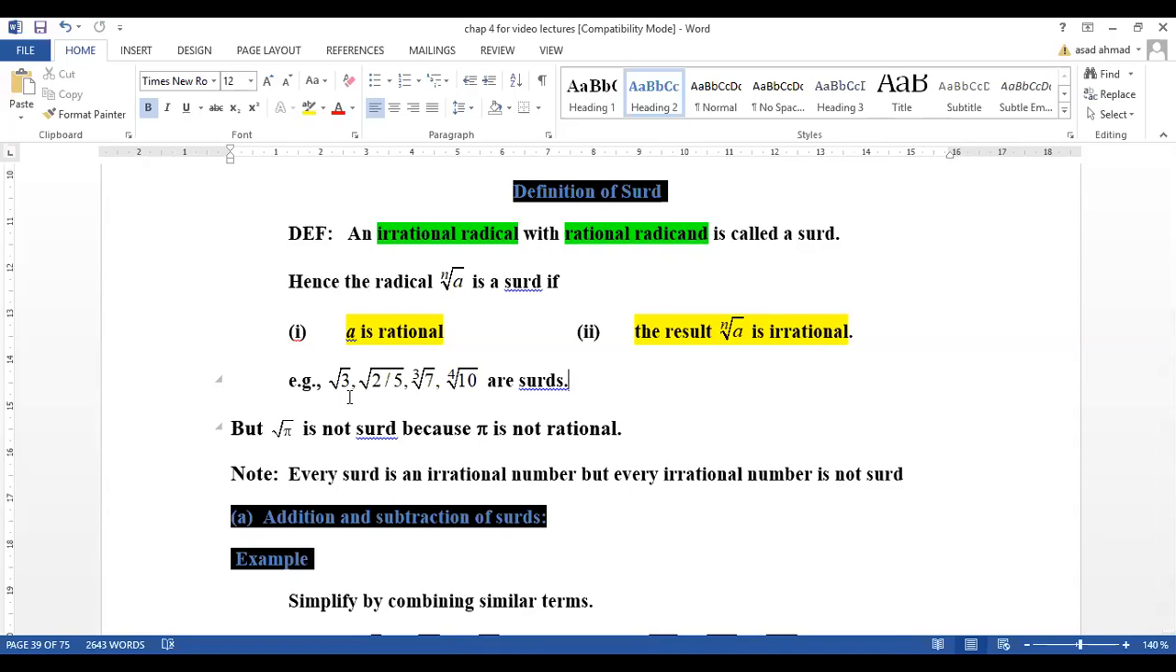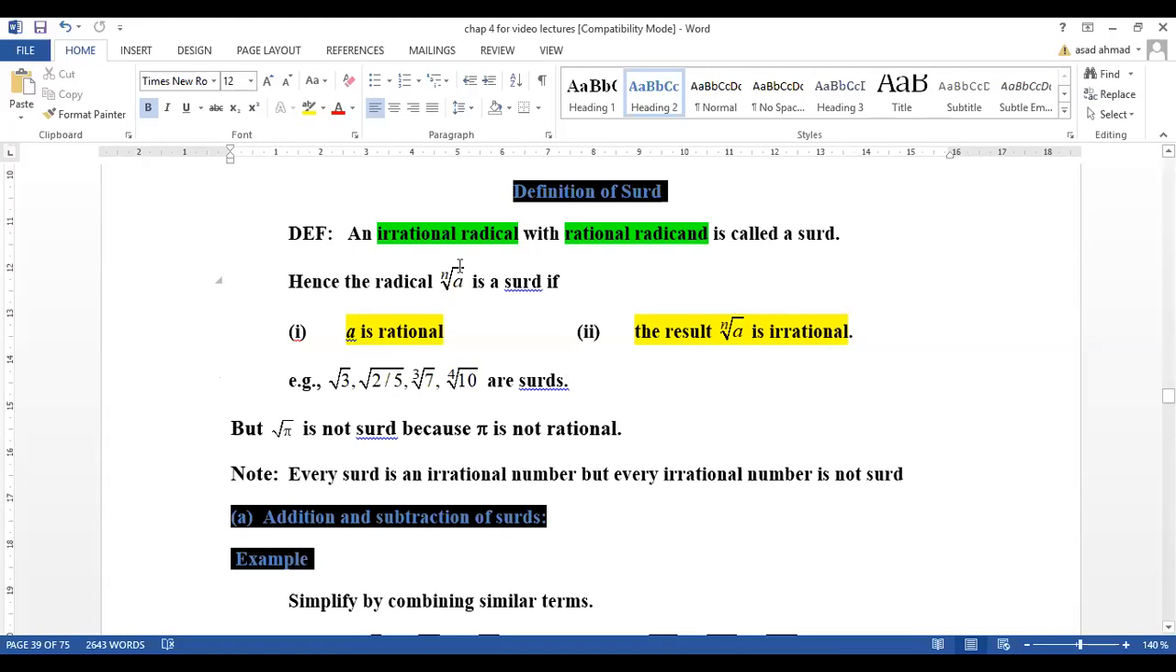Yes, anybody else who wants to ask about it? Yes, sir. I wanted to ask that if we have a rational number under a radical, but the result is not irrational, can it be called a surd? No, it will not be, because there are just two conditions. You can see that number one, the number inside the radical sign must be a rational number, fine, and it is the first condition.